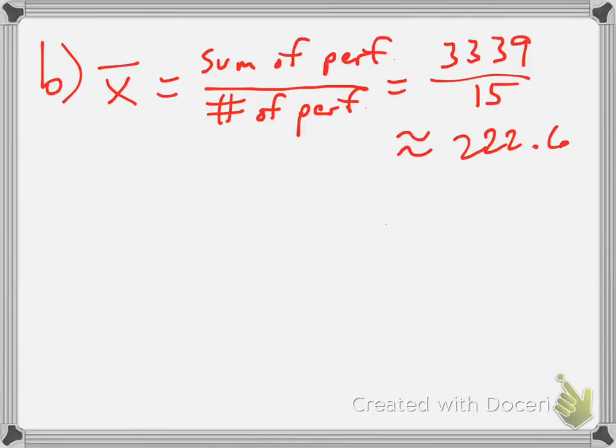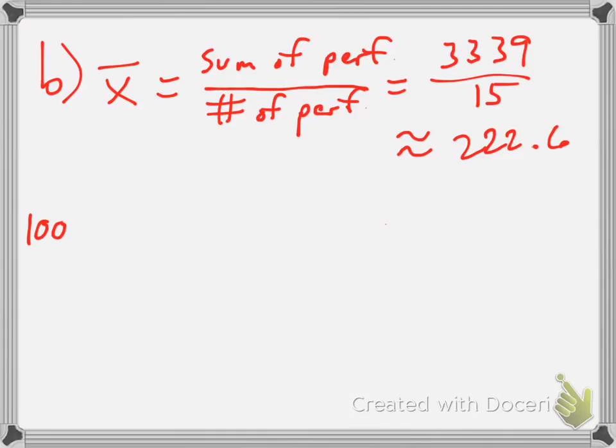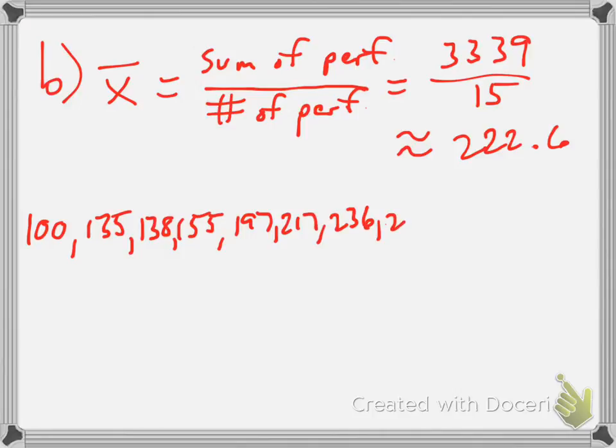Now, the median. Before you do anything else with the median, you've got to reorder the numbers from smallest to biggest. So, let's see, what do we have here? 100, 135, 138, 155, 197, 217, 236, 237, 254, 263. I need a wider iPad.